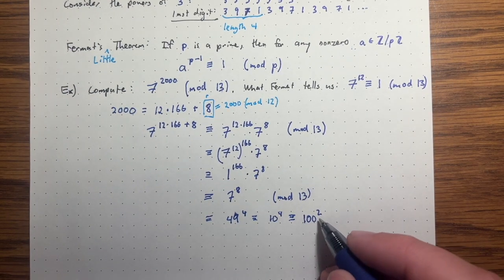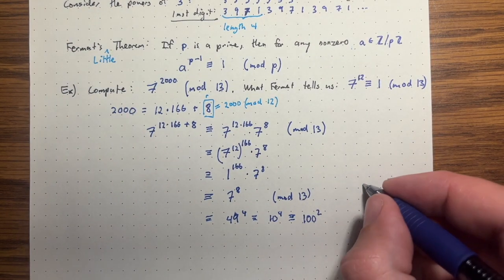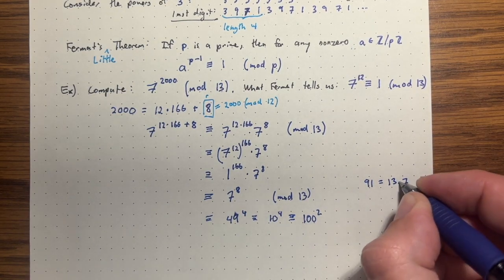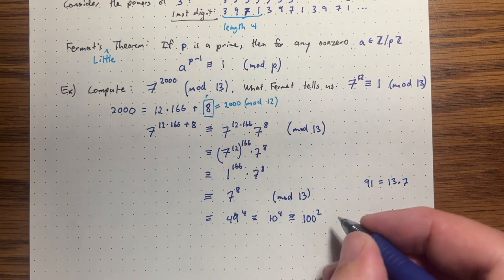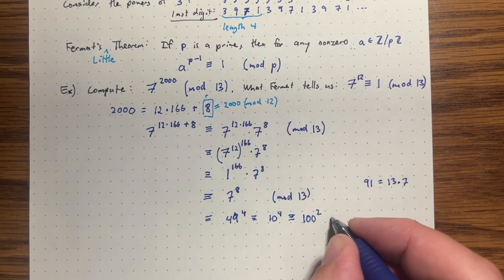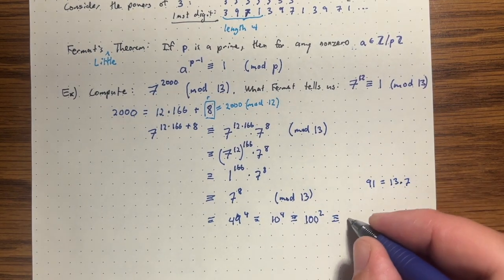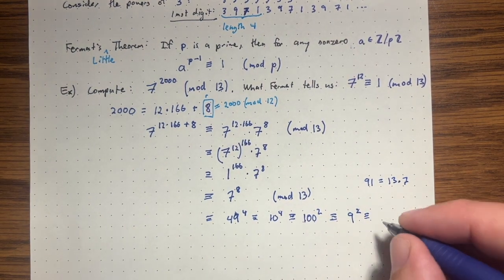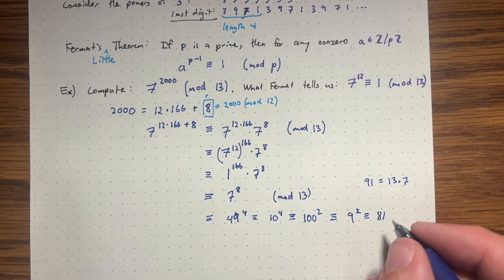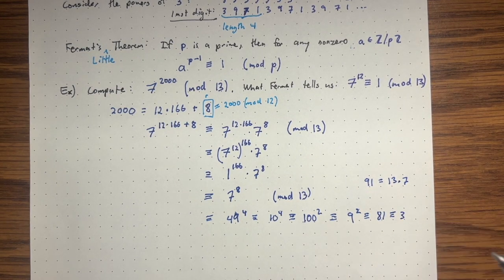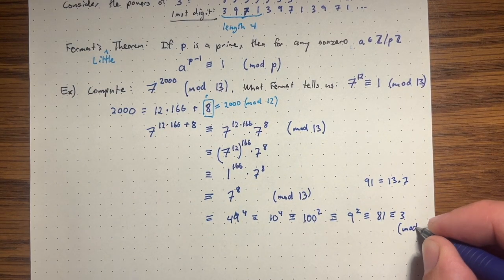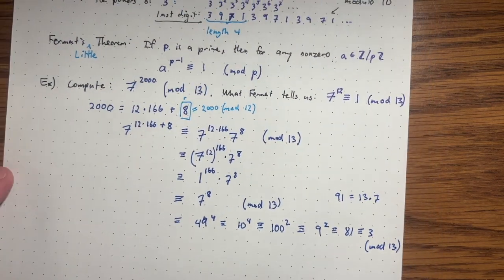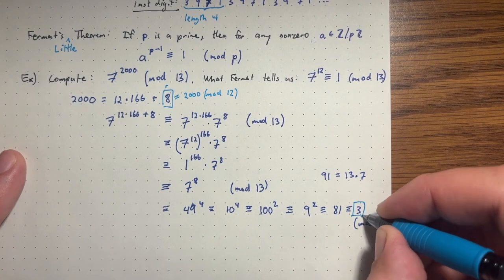Okay, what is that? I remember that 91 is a multiple of 13. Sort of a famous one, a number that looks prime but is not. So I notice 100 is 9 modulo 13, so it's 9 more than 91. And this is going to be 81. But that is congruent to 3 modulo 13, since 78 is a multiple of 13. And that's our answer, 3 over there.